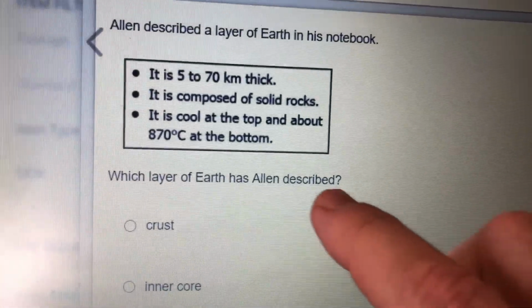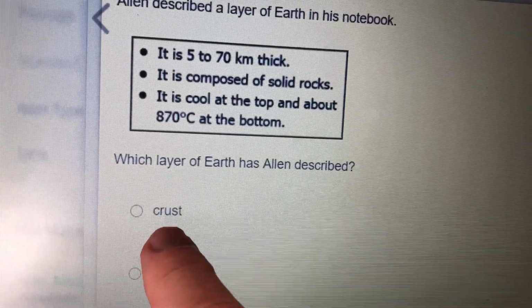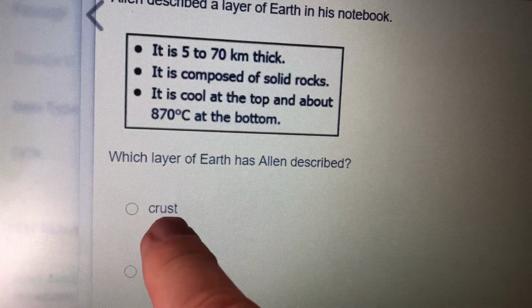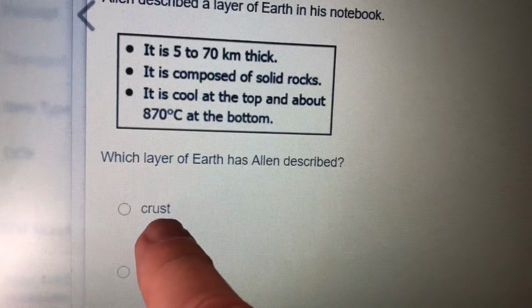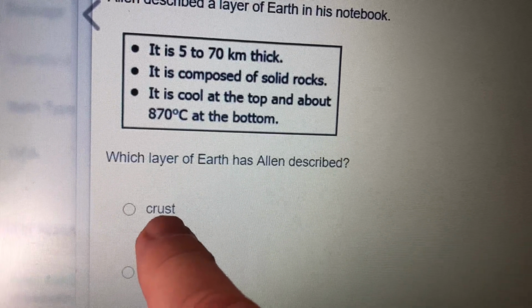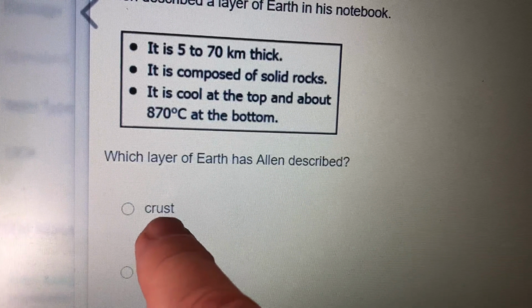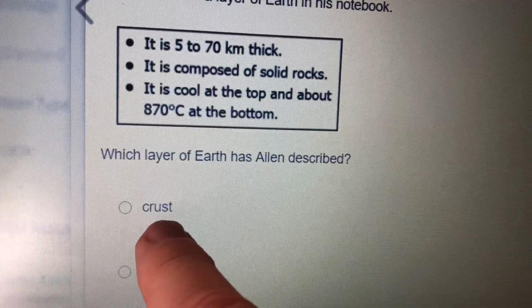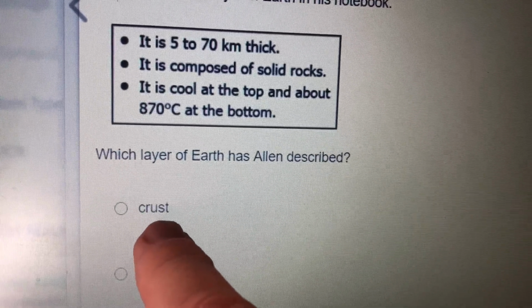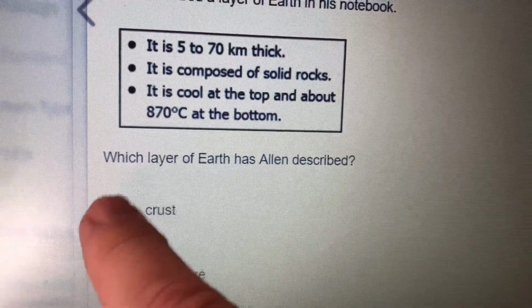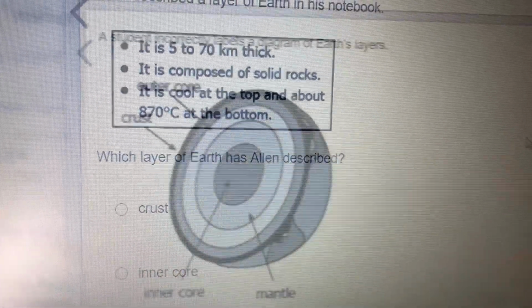And it is the crust. It is the crust. The layer where we live right now, where we make our houses, where we make our schools, where we are standing. This is a good question.